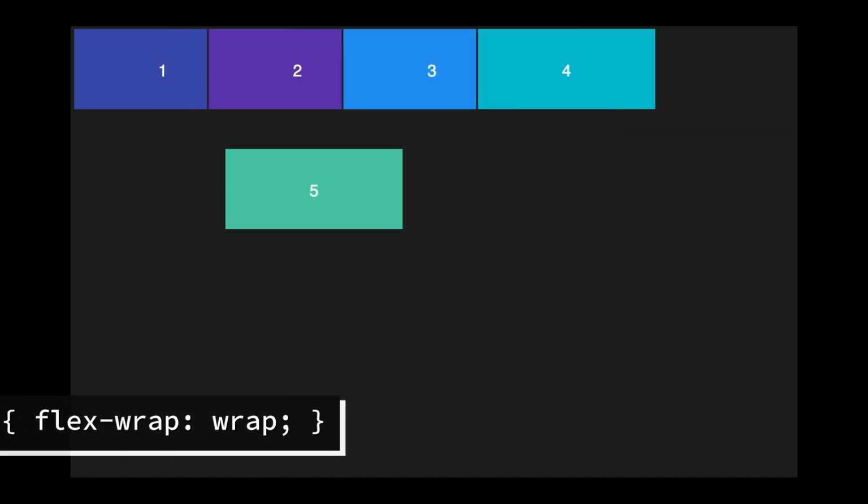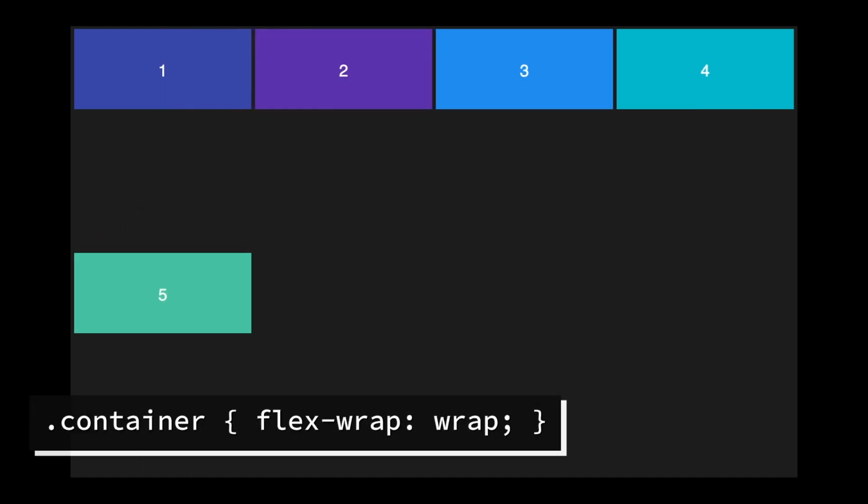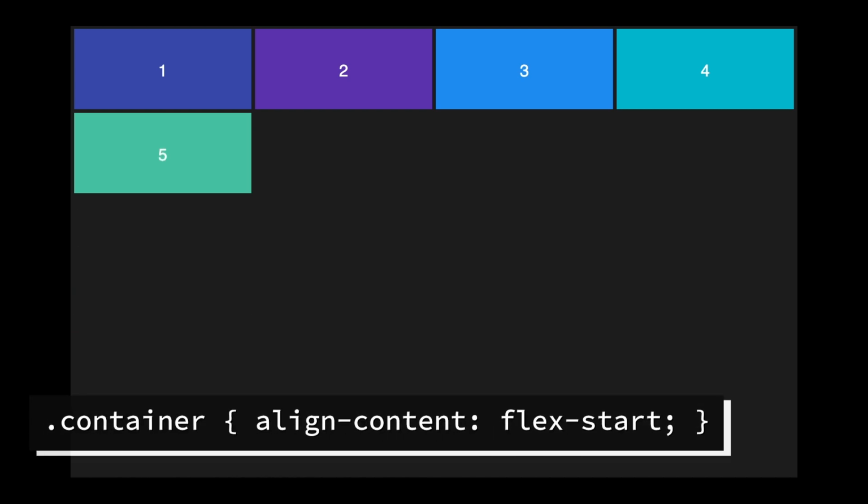Notice that the items didn't wrap by default, and the fifth element is outside of the box now. To fix this, you need to add a flex wrap property to the container. Now it shows up more or less correctly. It would still be nice to have the rows aligned more nicely. That's where the align content property comes into play.